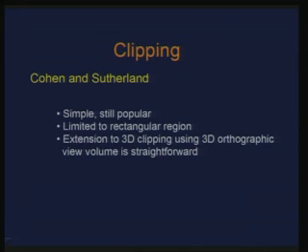And the extension to 3D, as we saw last time, is fairly straightforward. Instead of a 4-bit opcode, we have a 6-bit opcode, and basically we are comparing against the faces of the parallelepiped structure, to see whether a line can be trivially rejected or accepted.